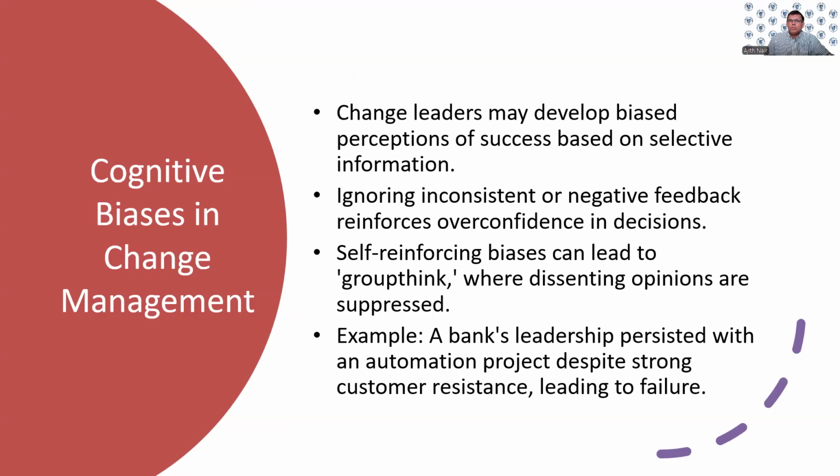In many organizations, there's a factor called groupthink. Groupthink: when leaders and teams suppress dissenting information, dissenting opinions, dissenting feedback, that will lead to a self-reinforcing cycle where only supportive voices are heard, magnifying the poor choices.